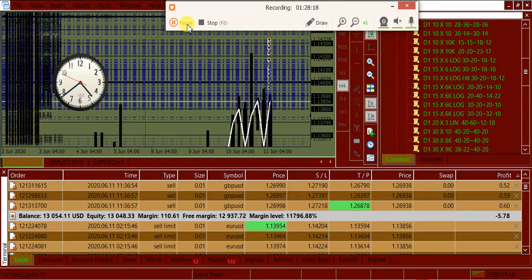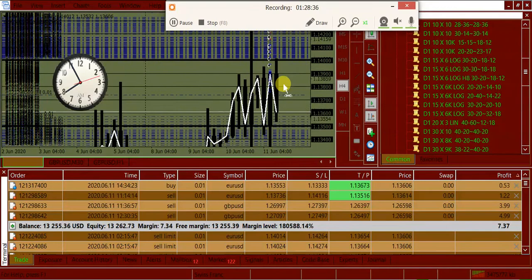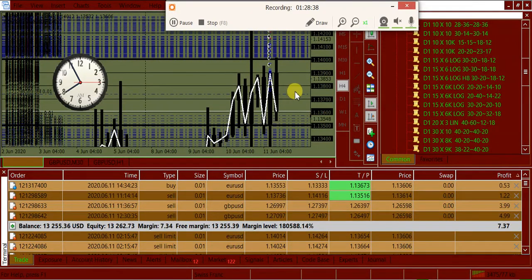Let's sit tight. We're at 13,050. All right, so we're up $200. We're almost out of all the margin. Market came up, we sold. Came down, we bought. Well, cashed out.